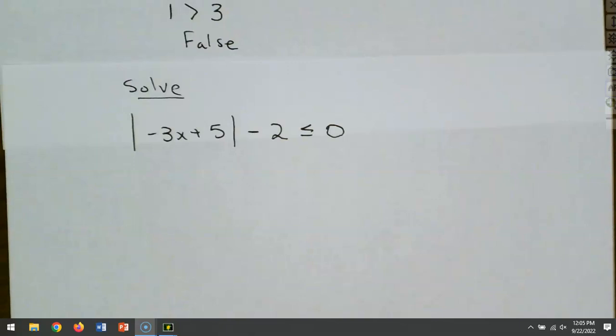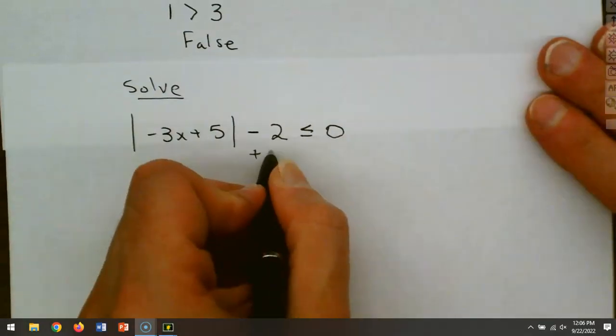So let's try and solve this one. And again, these are not that difficult to solve as long as you remember all the steps. So first things first, what do I need to do? Yep, add the 2, right? Before we do anything else, before we even start coming up with our equations, we've got to make sure that we move that 2 over because the absolute value has to be by itself on the left-hand side. So move that 2 over with addition.